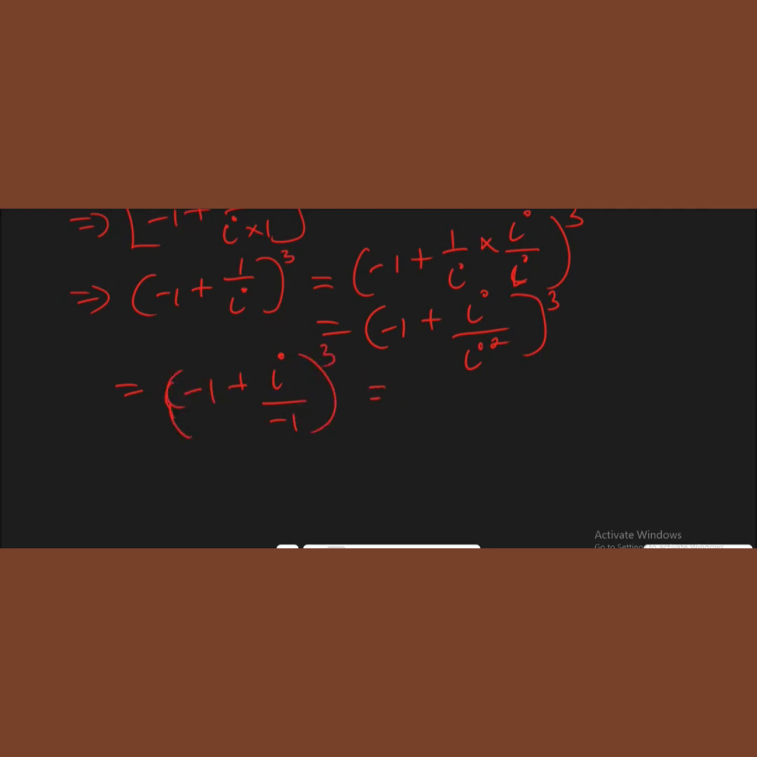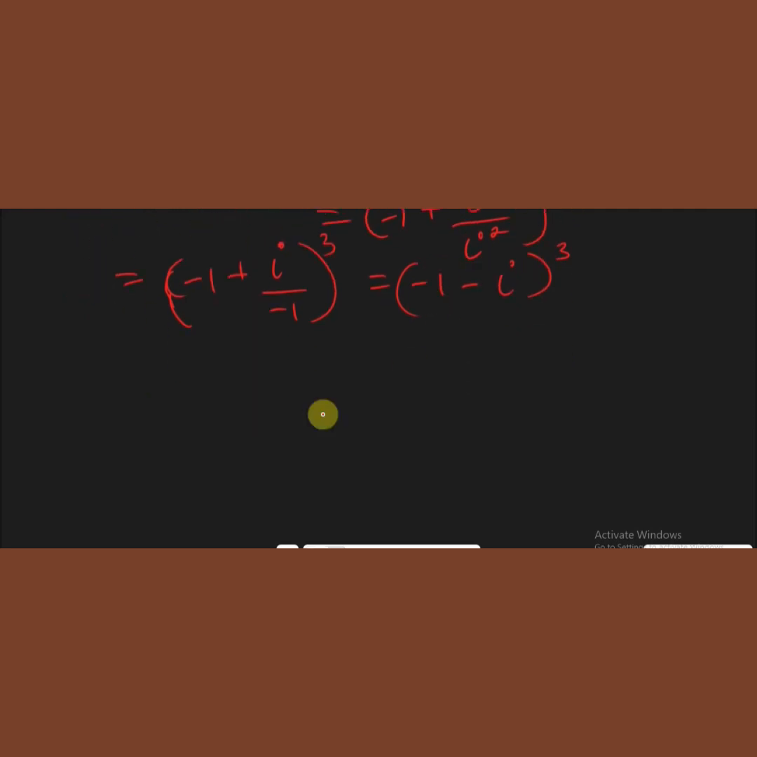So this is the same thing as minus 1 plus i divided by, remember that i divided by minus 1 is going to give me minus i, because minus times plus is minus, then all raised to the power of 3. So remember that this is this, I can decide to factorize this. The common factor here is actually minus 1.